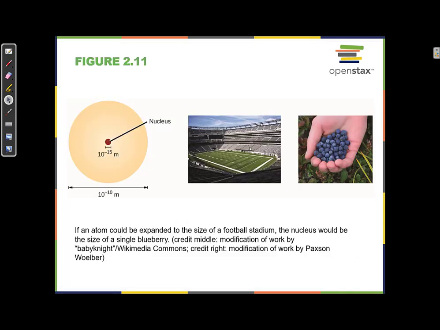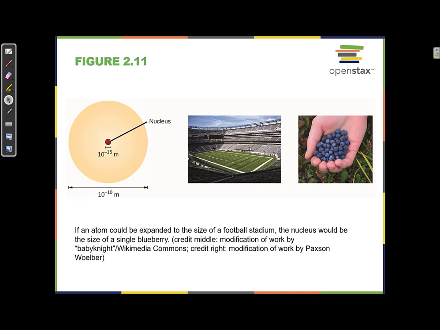So, to give you an example of what that size difference looks like, if an atom was the size of a football field, then the nucleus would be the size of a single blueberry. So you remember us talking about Rutherford's experiment where he's firing alpha particles toward gold foil. Well, the reason that most of those alpha particles could pass through untouched was because they were traveling through a football field and they were trying to hit a blueberry right in the middle of the football field. So most of them went right through.